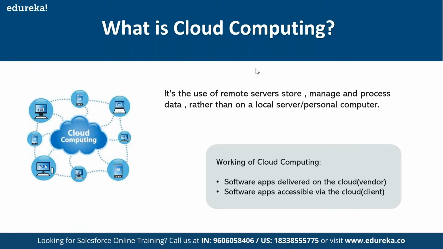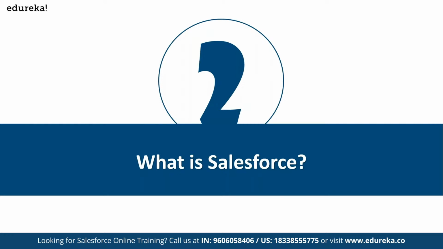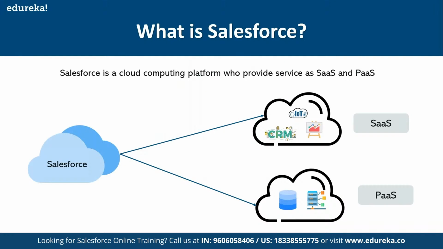Okay, so now we are moving to the next one, that is Salesforce. Salesforce is a cloud computing platform which provides service as SaaS and PaaS. SaaS means software as a service and PaaS means platform as a service. So what is the difference between SaaS and PaaS? Your application or your software which will be present on the cloud is called software as a service. Okay, and then platform as a service.